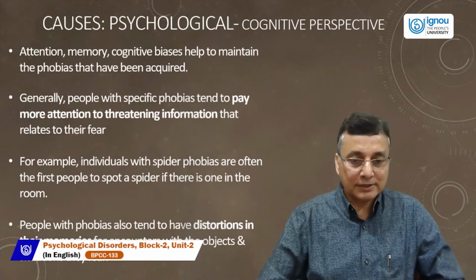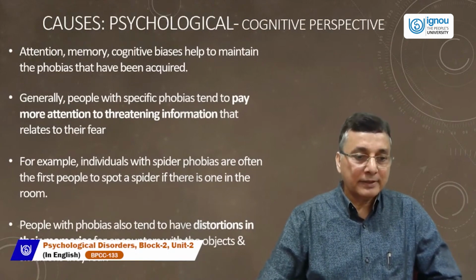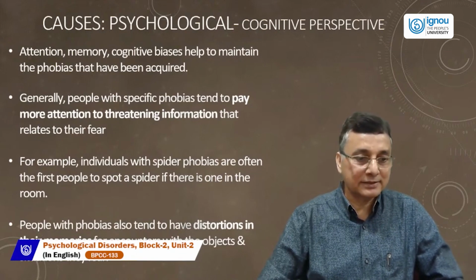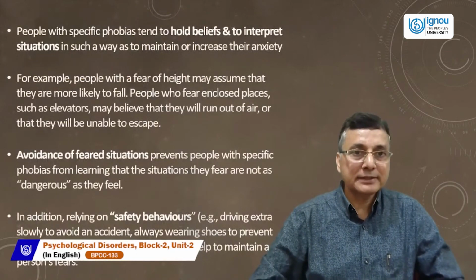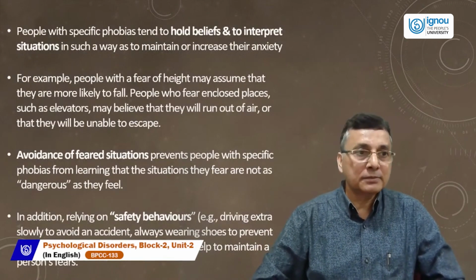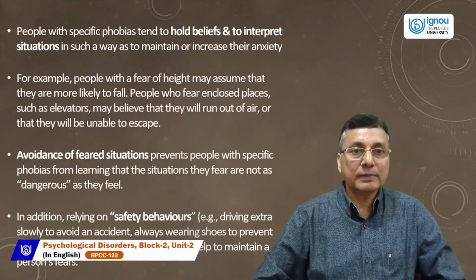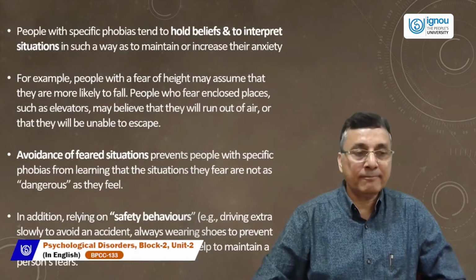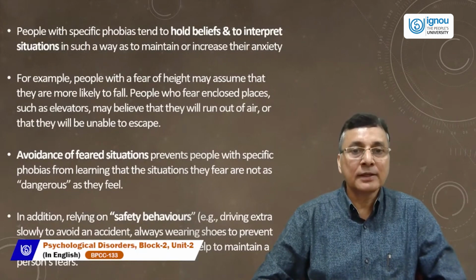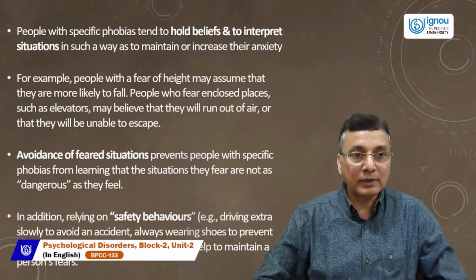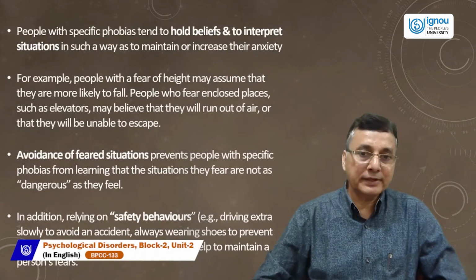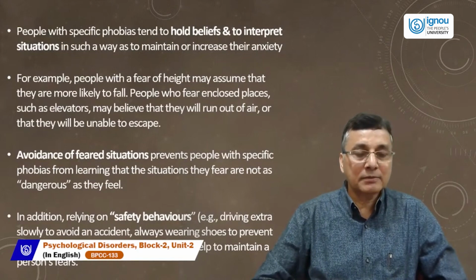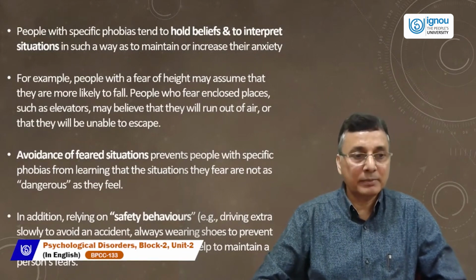People with phobias also tend to have distortions in their memories for encounters with the objects and situations they fear. So people with specific phobias tend to hold beliefs and to interpret situations in such a way as to maintain or increase their anxiety. For example, people with a fear of height may assume that they are more likely to fall. People who fear enclosed places, such as elevator, may believe that they will run out of air or that they will be unable to escape in case of any accident happens.